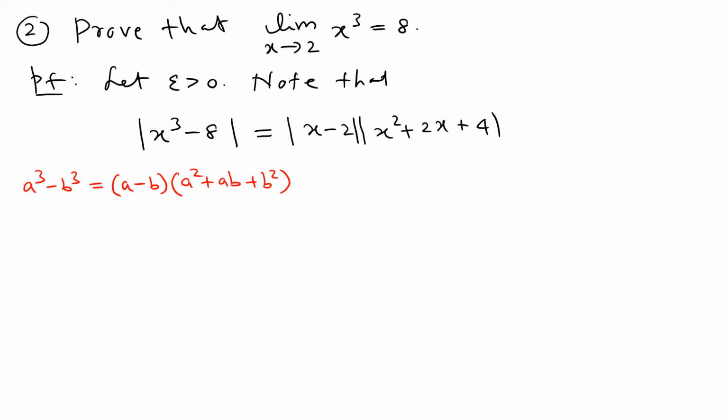Now the goal is to find, because we need |x minus 2|, that we already have. So the goal is to find the largest value of the rest of the expression. Find the rest of the expression. Find the largest value. That's what we need.